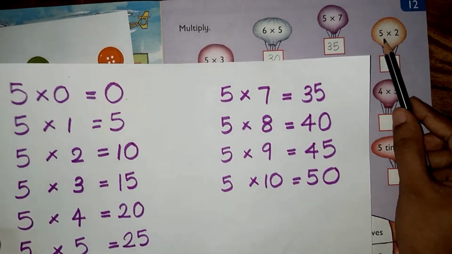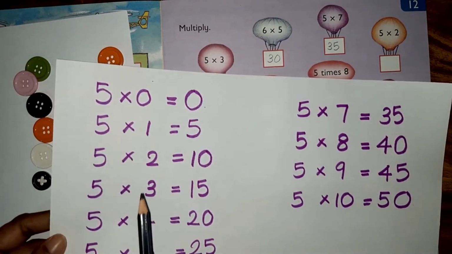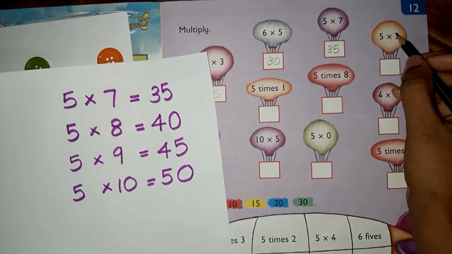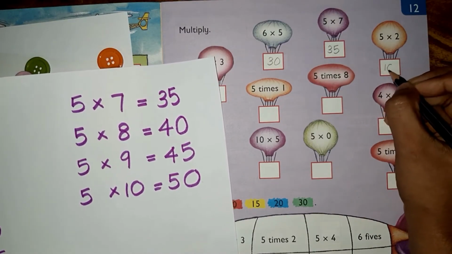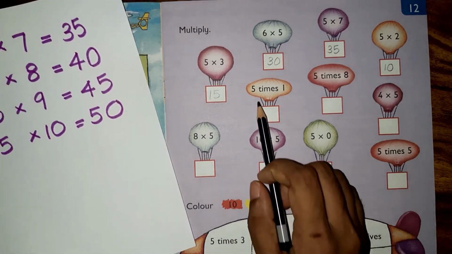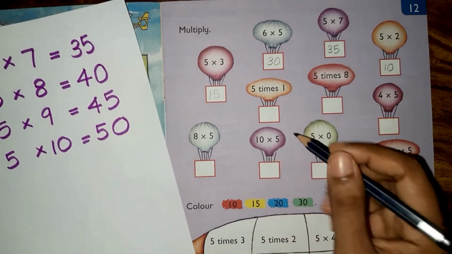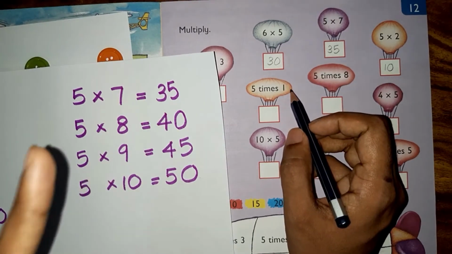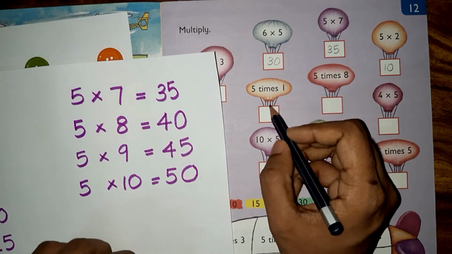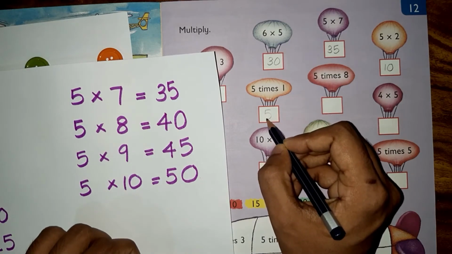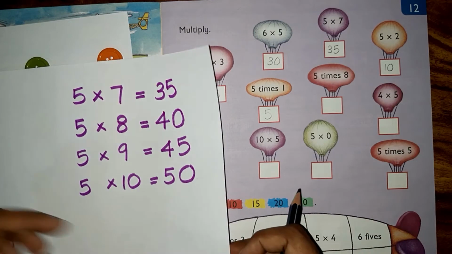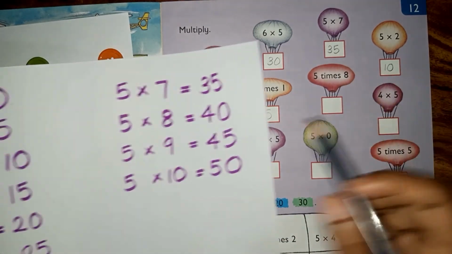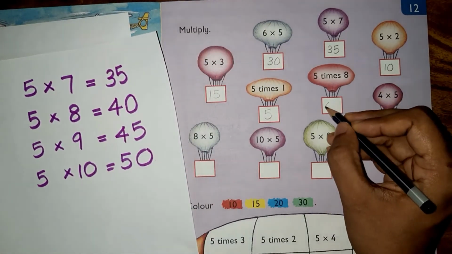And then 5 times 2, we know the answer is 10. Or else you can think 2 times 5, we know it from the 2 times table. Next one, 5 times 1. We know if the multiplication equation has 1, the answer should be the other number. Okay, next one, 5 times 8. We have the answer here, 40.